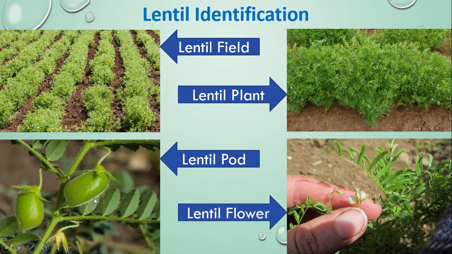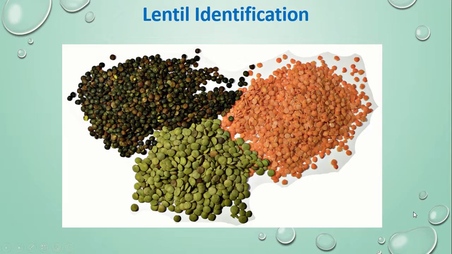And this is the fruit of the lentil or Mosur dal plant, and this is called pod. Inside this pod, about 2-3 seeds are present. So you memorize this one. What is the fruit name of lentil? This is one kind of MCQ question. You can write it down: pod. So this is the field, plant, flower and pod.